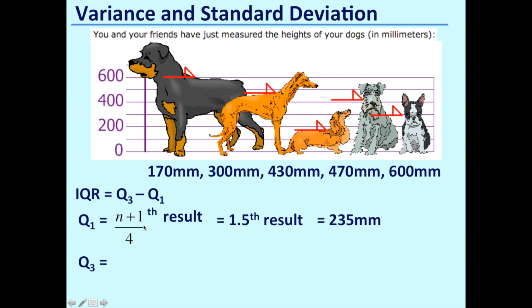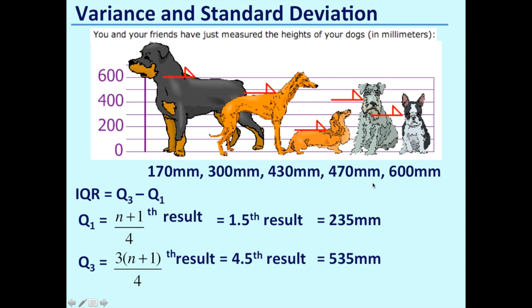Q3 similarly is just 3 times the lower quartile. If this is 25% or the 25th percentile, this would be the 75th percentile. So I just multiply this by 3, which is all I've done here. And if I do that, I want to find the 4.5th result. So again, similarly, I want to average these two results here, and I get 535 millimeters. The interquartile range then is subtracting Q1 from Q3, leaves me with 300 millimeters.